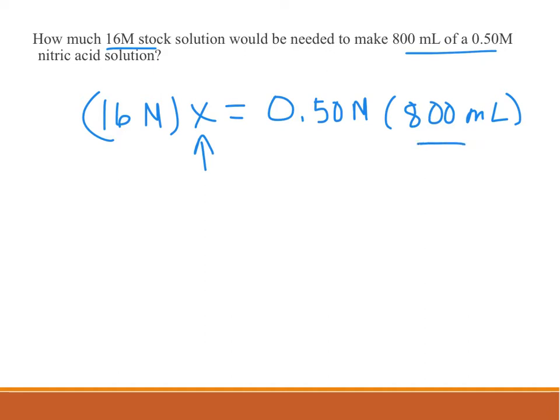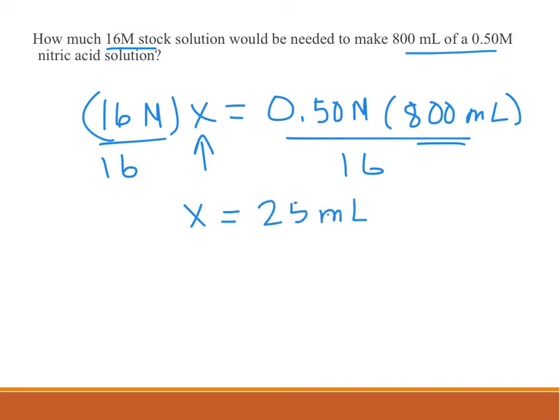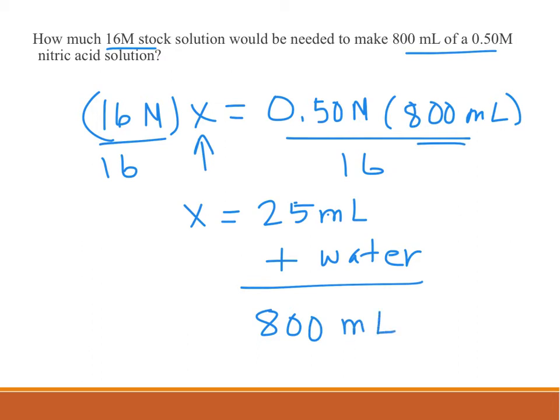Again, if you do the math, multiplying both these things and then dividing both sides by 16, you'll find out that X is going to equal 25 milliliters. So in order to make this solution, you would start with your 25 milliliters, and then to that you would add your solvent. Usually it's enough water to make your final volume, and our final volume is going to be 800 milliliters. So you just need 25 milliliters of this very concentrated acid, add enough, 775 milliliters, and so you end up with 800 milliliters of total solution.